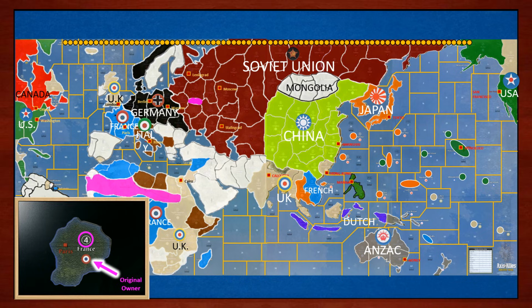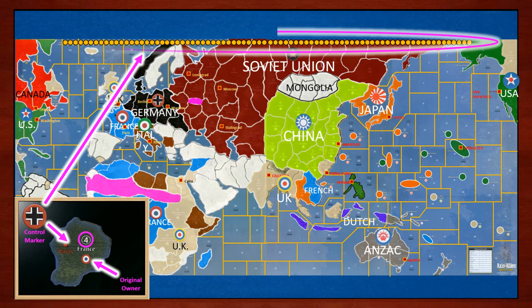The emblem printed on each territory designates the original nation that controls it at the beginning of the game. When another nation takes control of that territory, they communicate this ownership by placing a control marker. A control marker is also used to track that nation's total industrial points on the industrial production chart. Whenever a nation gains or loses territories, they update their status on this chart.